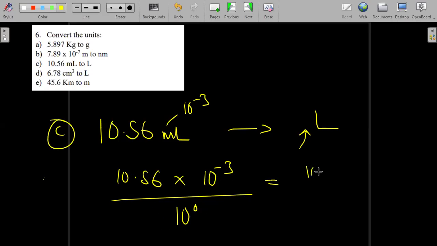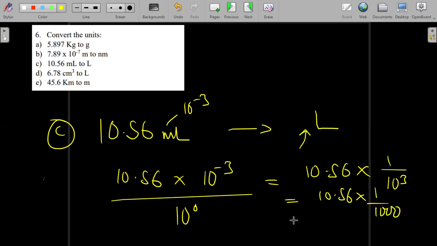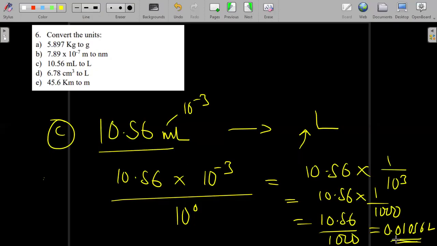This will be 10.56 times 1 over 10 to the power 3, and 10 to the power 3 is 1000. So this is the same as 10.56 divided by 1000. So what are we going to get there? We're going to get 0.01056 liters. So converting milliliters to liters is just this.